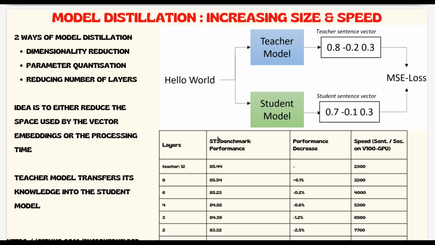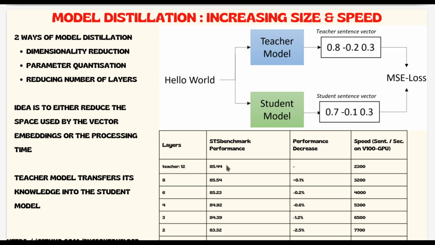So let us continue further. In order to get this kind of speed gain, reducing the model size, and working with a large corpus of data, there are a couple of ways you can reduce the dimensions of the vectors. Instead of using 768 points, you can use 512, or you can reduce it further. You can also reduce the size of the numbers.